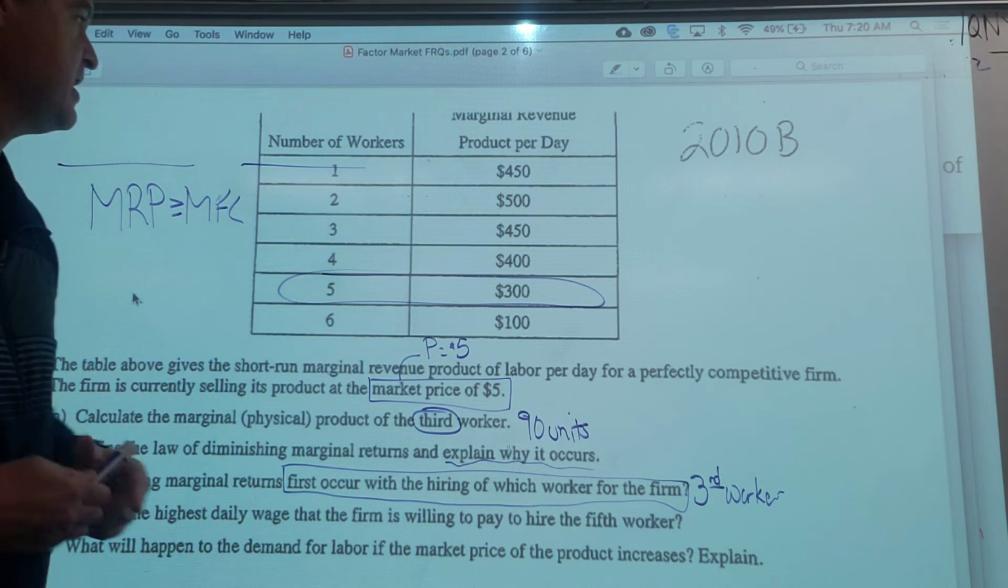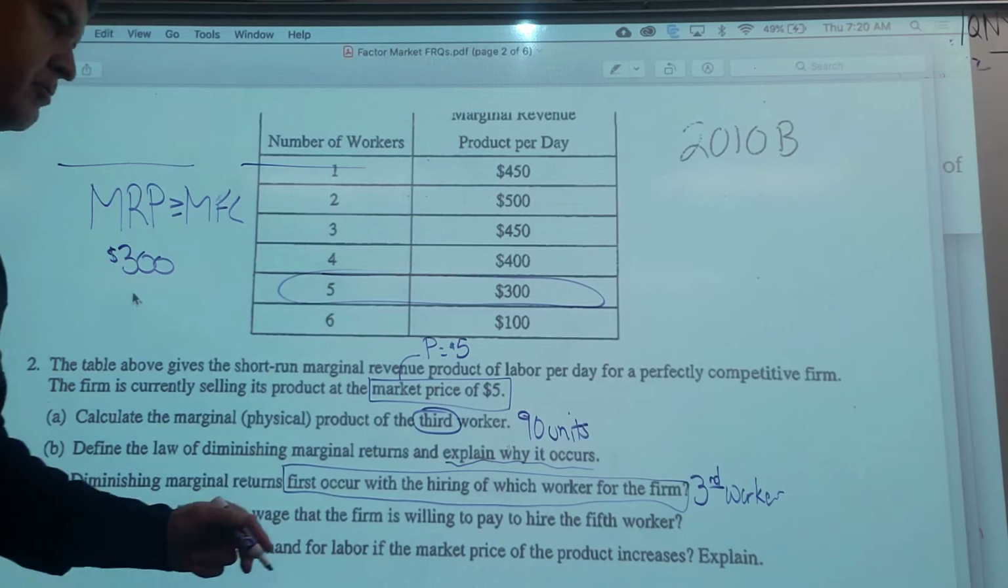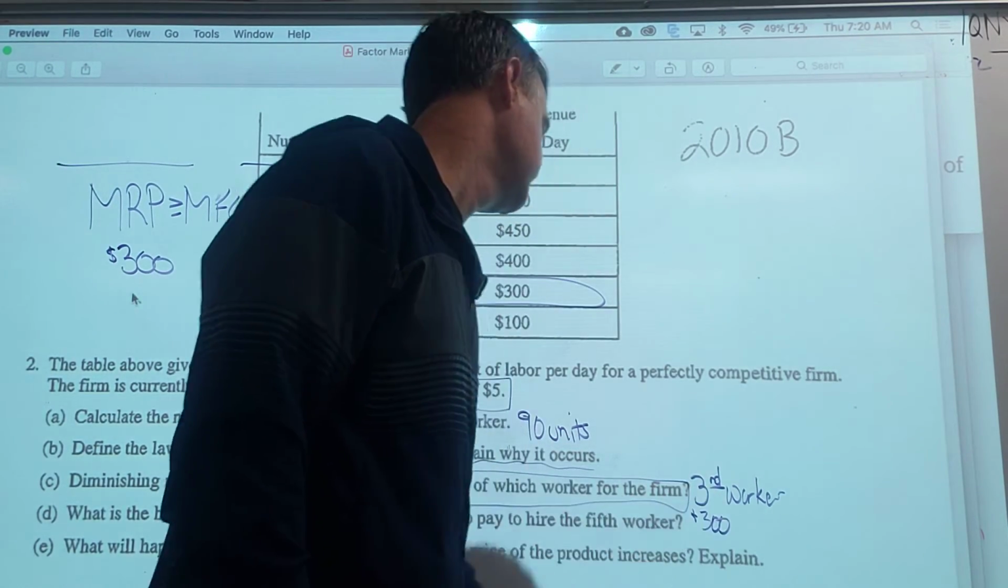Look right here. We already have marginal revenue product for that worker. For the fifth worker, the MRP is 300. So when am I going to hire you? I'm going to hire you as long as you cost me less than or equal to $300. You bring in $300, so I will pay you up to $300.